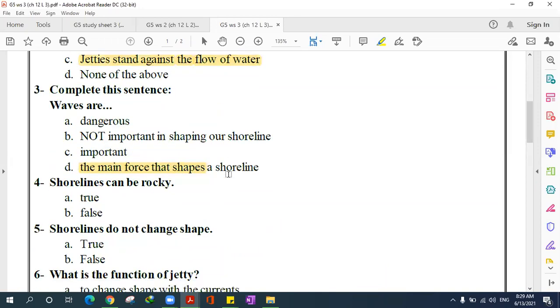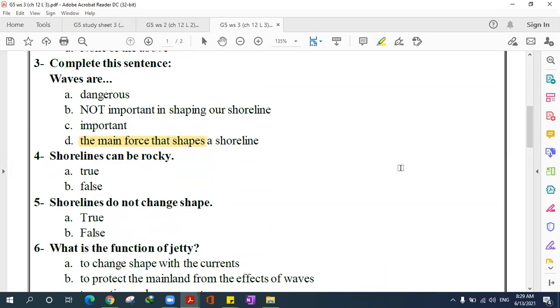Number 4, we have Malak, and then Mamdouh. So Mamdouh, try to be ready. If you're having a problem with your mic, you can send your answer in the message. Okay, Malak. Number 4, shorelines can be rocky, true or false? True. Yes, they can be rocky, they can be sandy, made up of pebbles. They have different forms. Thank you so much, Malak.